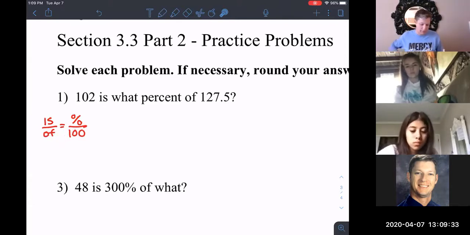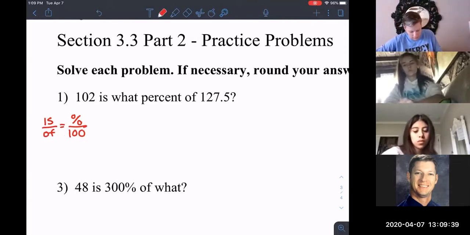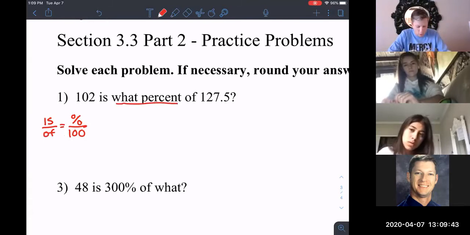Mm-hmm. Okay, so the first thing we do is figure out what our variable is going to be. The question that is asked in the problem, that's always what your variable is going to be. So we'll just use x every time.